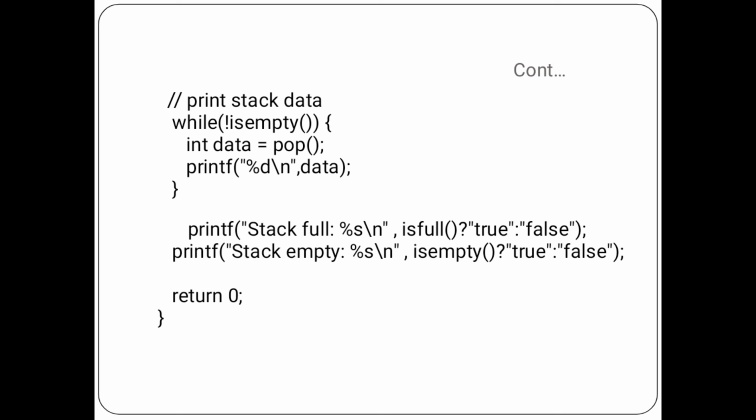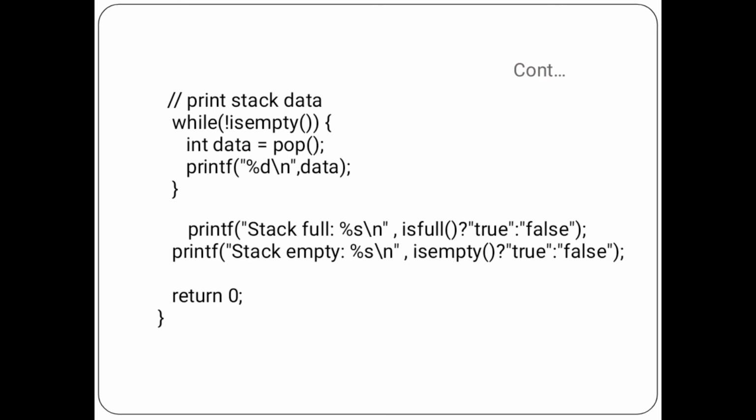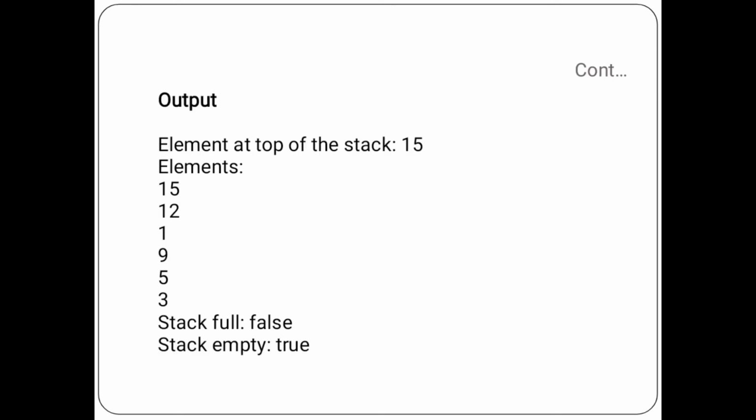So here we can see the output: the element at top of the stack is 15. Elements, these are the elements. Stack full? No, the stack is not full, false. Stack empty? Initially the stack is not empty, no. After that we pop the elements. See, int data is equal to pop. So one by one we popped the elements, and here the stack is empty, true. This is the program representation. I think it's clear. Thank you.